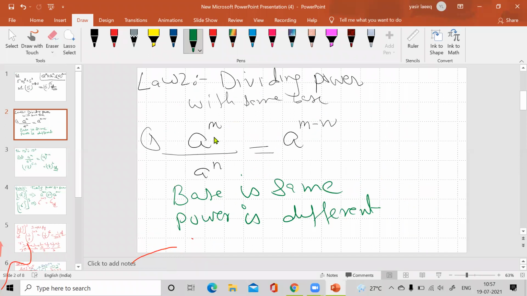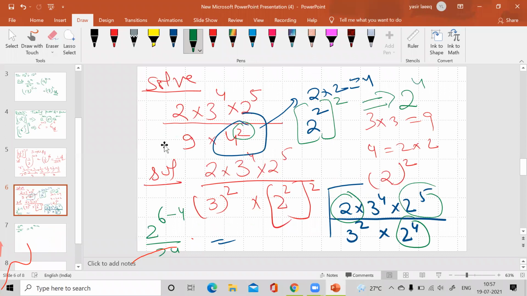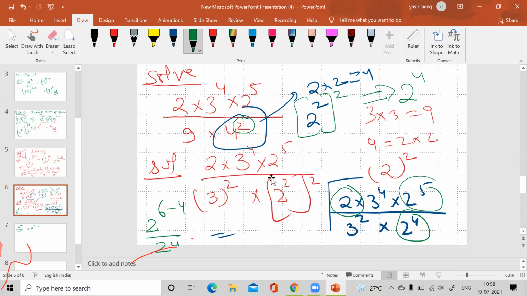Sir, one thing I want to say. Yes, beta. Sir, can we simplify the power also? You don't simplify the power, just use the rule. Okay, sir. If the bases are same, you just have to use the rule: addition of powers and subtraction of powers, this you have to do. So please solve it and send it to me.